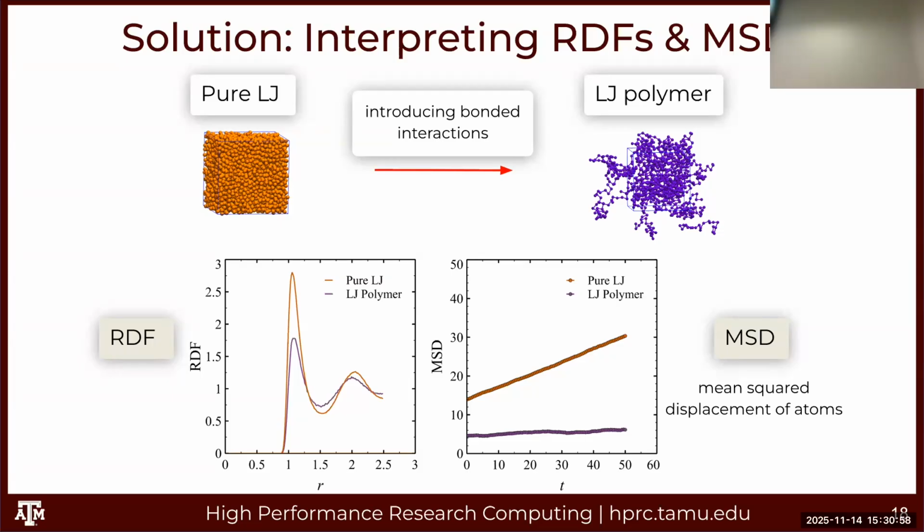Now the MSD, I'll show you the file. This MSD curve tells, on the y-axis, how much it has moved. It's the mean squared displacement. It's just the square of the displacement, taking a mean. You have pure LJ and you have LJ polymer.